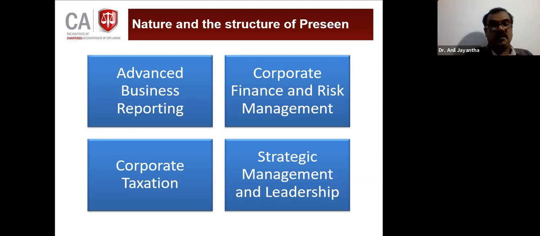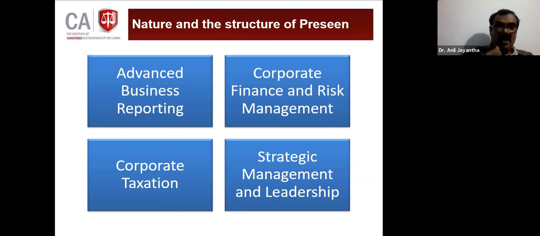Otherwise, it is extremely difficult to tackle the questions in the answer. Therefore, it is presumed that you have adequate knowledge in all those 4 areas. The beauty of these strategic level question papers is that in one question paper, it tries to achieve two objectives.